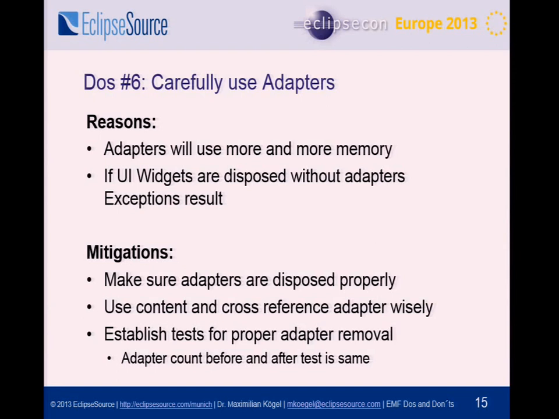Another way to introduce a lot of adapters that might get unused are the content and cross-reference adapters. A content adapter is a special adapter that, if you attach it to something, will attach to the whole containment structure underneath. So it installs a lot of adapters, and of course this amplifies the problem. If you install a content adapter and forget to dispose of it, you will have a bigger memory leak and it will get a lot slower.